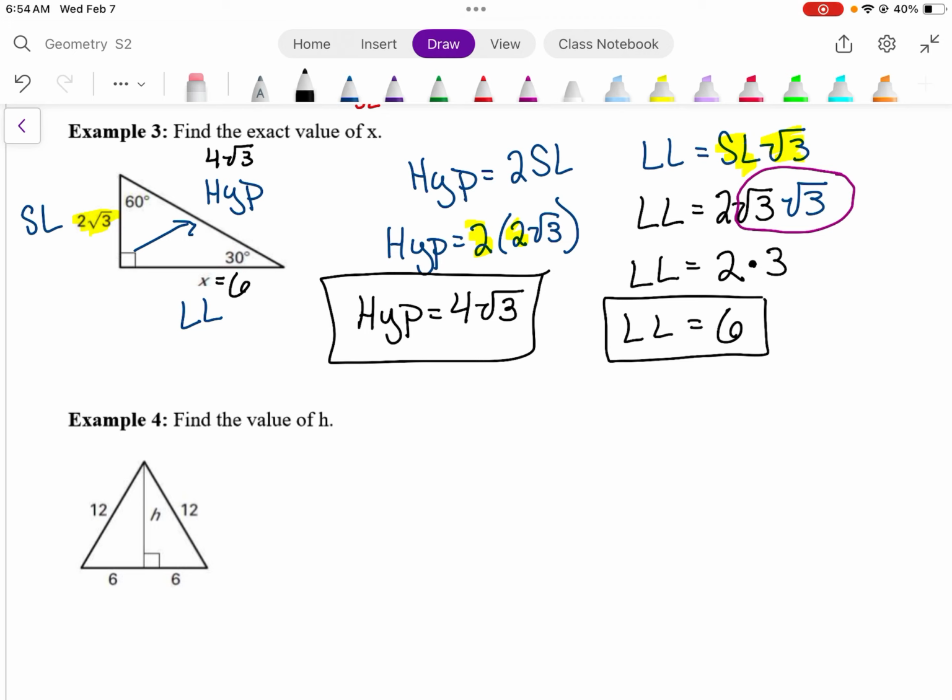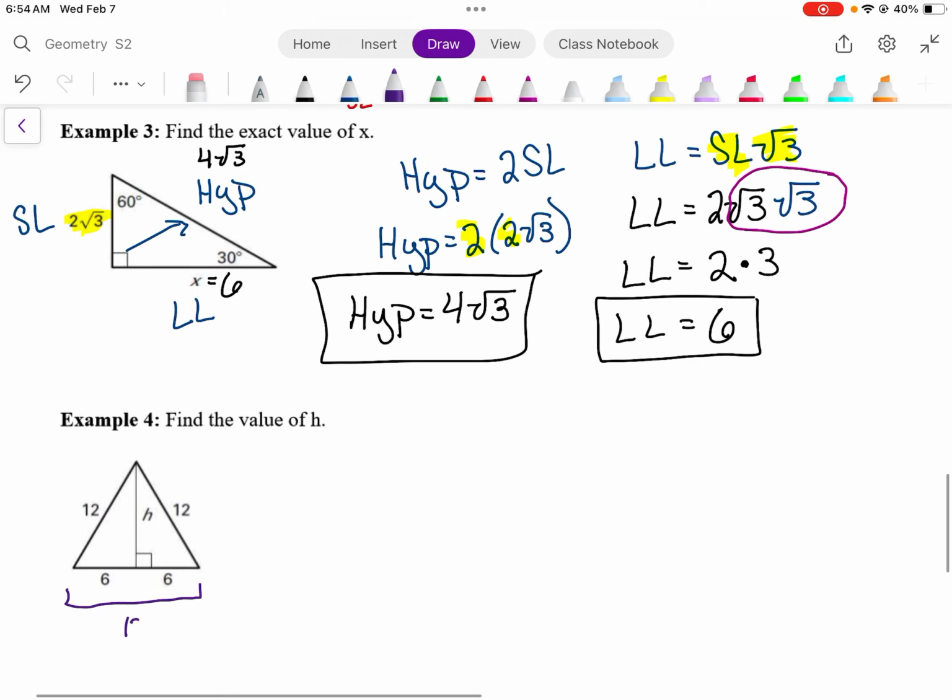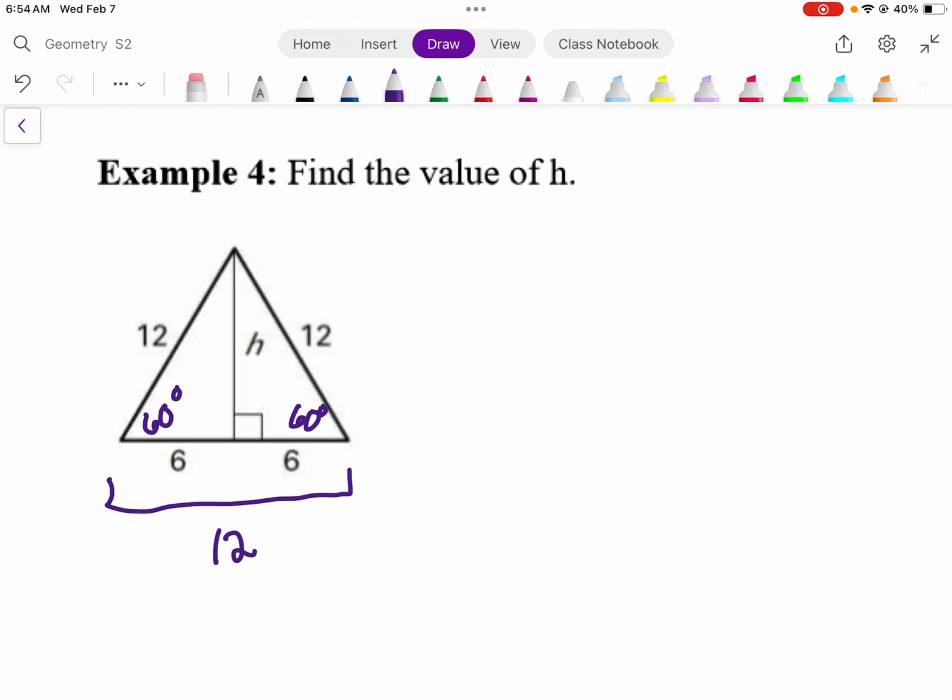And the last example, find the value of h. This one is very similar to example 2. You can tell that this is an equilateral triangle, the larger one on the outside, because all three sides are 12, which tells us these two base angles are both 60 degrees, giving us a 30, 60, 90 triangle here. So then the 6, that's going to be our short leg, 12 is our hypotenuse, and h is the long leg.